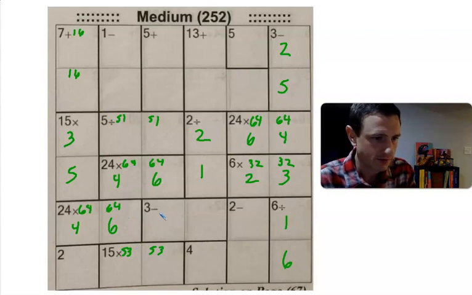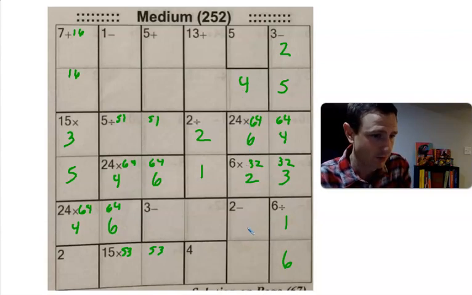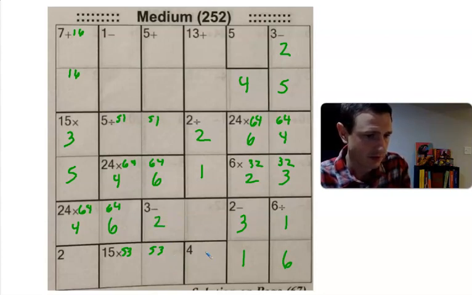What else do we have? 6, 5. So I need a 4 in this column. No 4 here, so 4 has to go here. This means this has to be 3 and 1. 1, 3, because 1's in this row. 5 and 2 is left in this row. 2 is in this column, so 5. 5 minus 2 is 3.